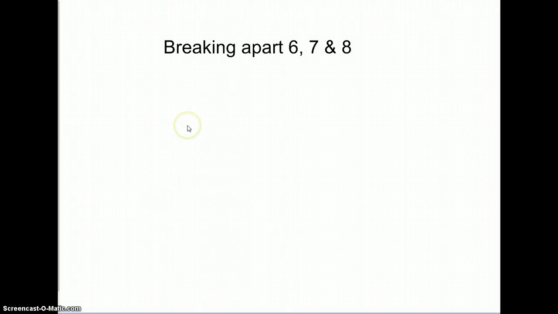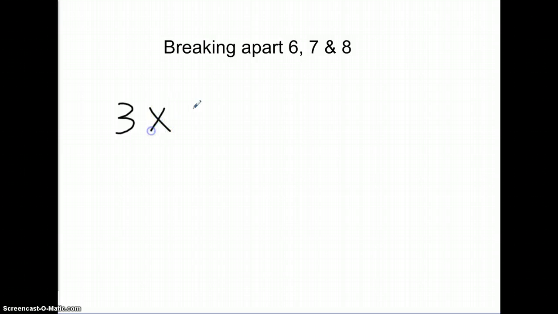Today's lesson is very similar to yesterday's lesson. Today we are going to break apart numbers that have factors of 6, 7, and 8. If you will remember, yesterday we broke apart factors, numbers that had factors of 3, 4, and 5.